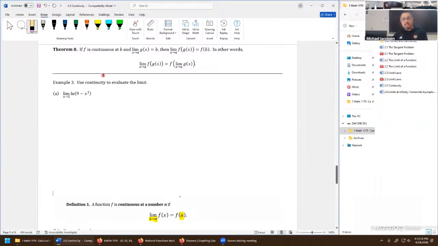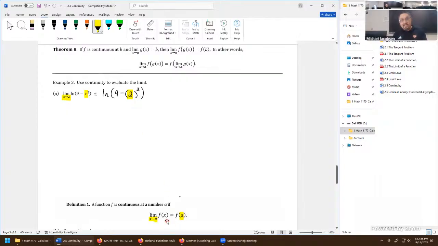So if we're using continuity to evaluate the limit, here's all that really happens on this kind of problem. You take x is 2, let's highlight it in a different way, like in the definition below, substitute it here, and this becomes natural logarithm 9 minus 2 squared. And all we have to do is simplify that down below.